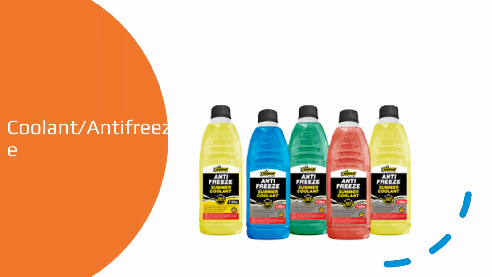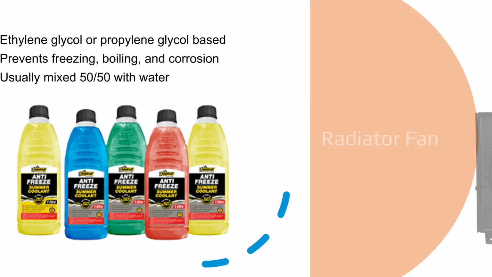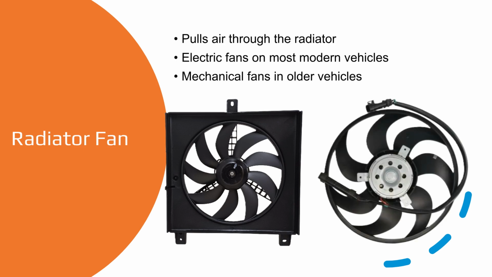It opens and closes to regulate coolant flow, ensuring the engine reaches and maintains its proper operating temperature for maximum efficiency. Coolant, or antifreeze, is typically an ethylene or propylene glycol-based mixture. It is usually mixed 50-50 with water to prevent freezing, boiling, and corrosion within the system. The radiator fan helps pull air through the radiator to improve heat dissipation.